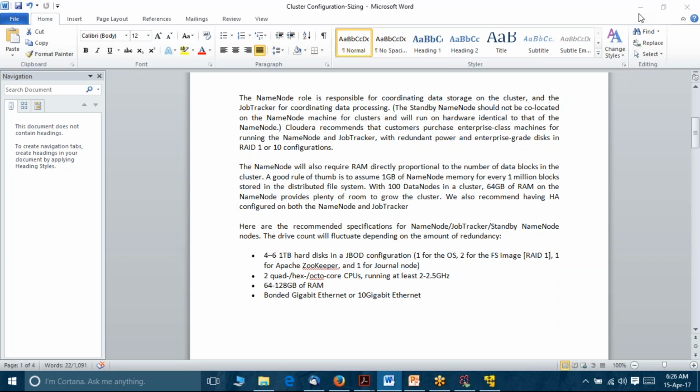In what way is this going to influence? 1 GB of name node memory is required for every 1 million blocks stored in the distributed file system.